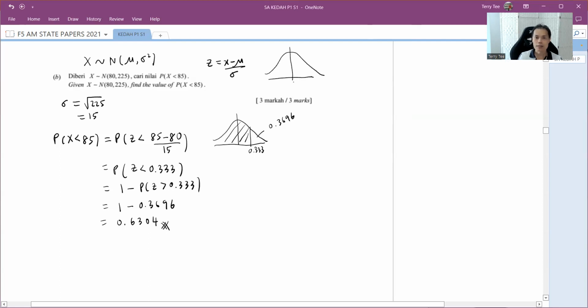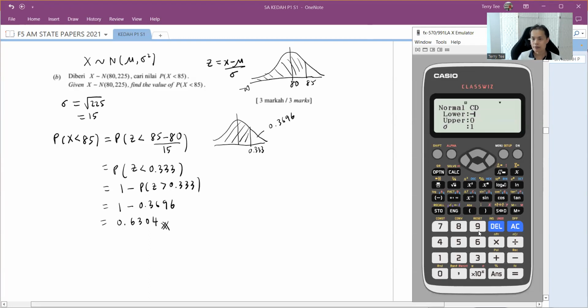The mean is 80, 85 is over here, right? The lower tail is all the way to infinity. We say negative infinity. The upper tail is up to 85. So we put lower tail as negative 999, or even negative 99 is good enough, because it goes to infinity, right? What do you put for infinity? You put 999, a big negative number. And your upper tail, in this case, we put 85. Your standard deviation is 15, and your mean in this case is 80.